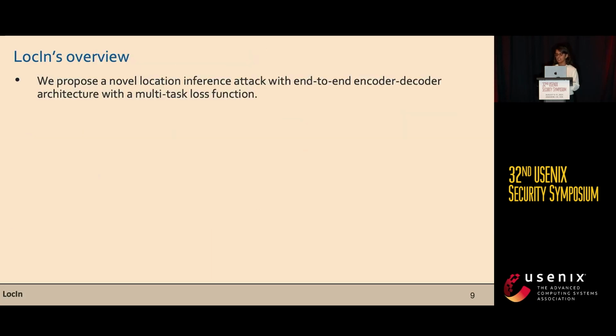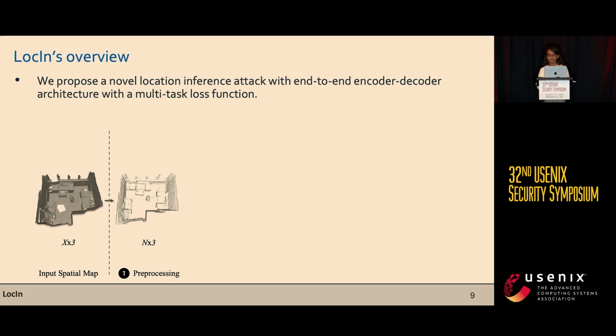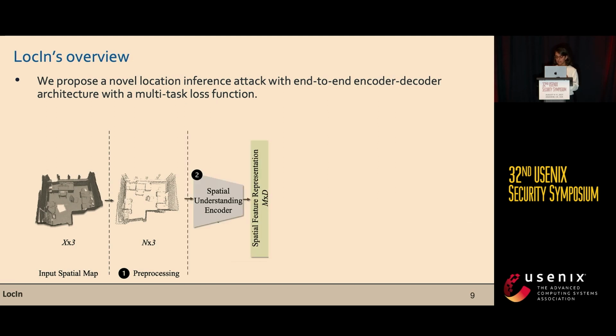So based on these challenges and observations, we present LocIn, a novel location inference attack for mobile mixed reality devices, which exploits the 3D spatial maps to infer a user's indoor location. On a high level, LocIn begins by first pre-processing the input map by removing any outlier points and sampling the 3D points in the spatial map to a specific number of points to tackle varying app usage and generalize to various MR devices. It then extracts the geometric and semantic properties of the user's environment by extending a hierarchical neural network encoder, which generates a spatial feature representation of the user's environment.